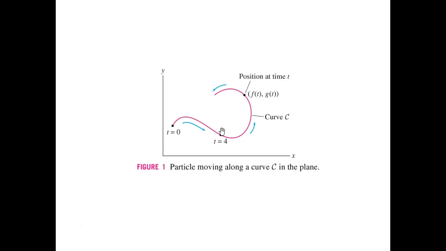This could easily be a situation. Here is a particle moving along a curved path. We're calling the curve C, for lack of a better term to call it. Initially it starts here, some time later it's here, sometime later it's up here, and sometime later it just keeps on moving.